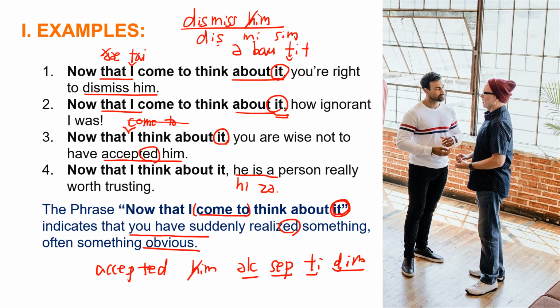Okay, let's listen to the audio one more time. Examples. 1. Now that I come to think about it, you're right to dismiss him. 2. Now that I come to think about it, how ignorant I was. 3. Now that I think about it, you are wise not to have accepted him. 4. Now that I think about it, he is a person really worth trusting.